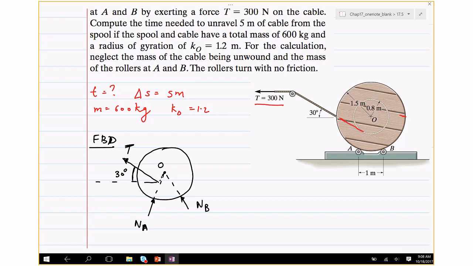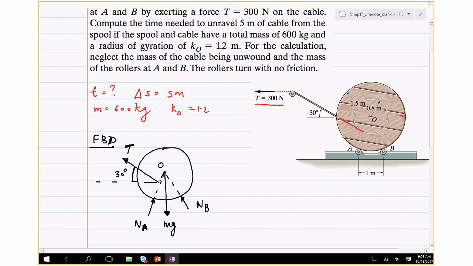Now, is gravity given? Let me check. Yeah, let's just assume that there is gravity. So gravity acts right at the center. So that's about it. So there's no friction force.